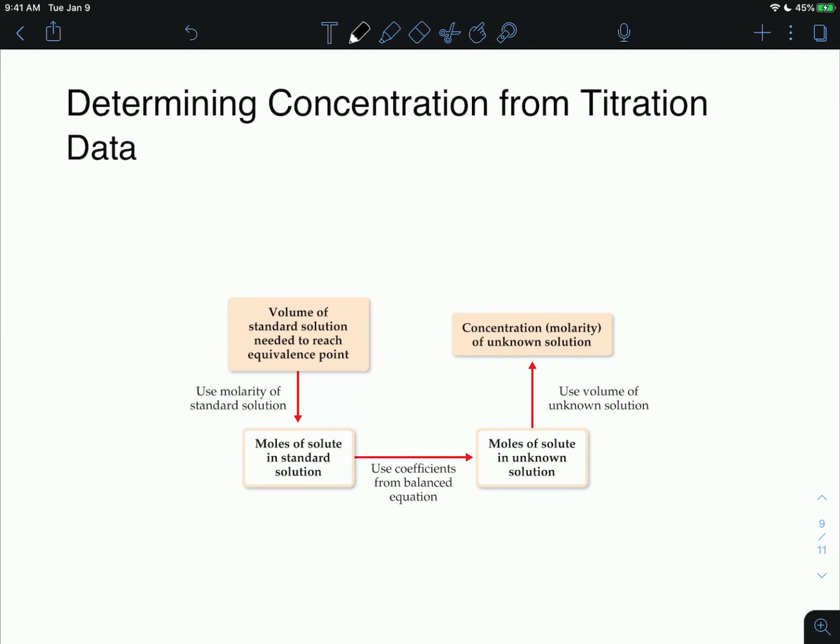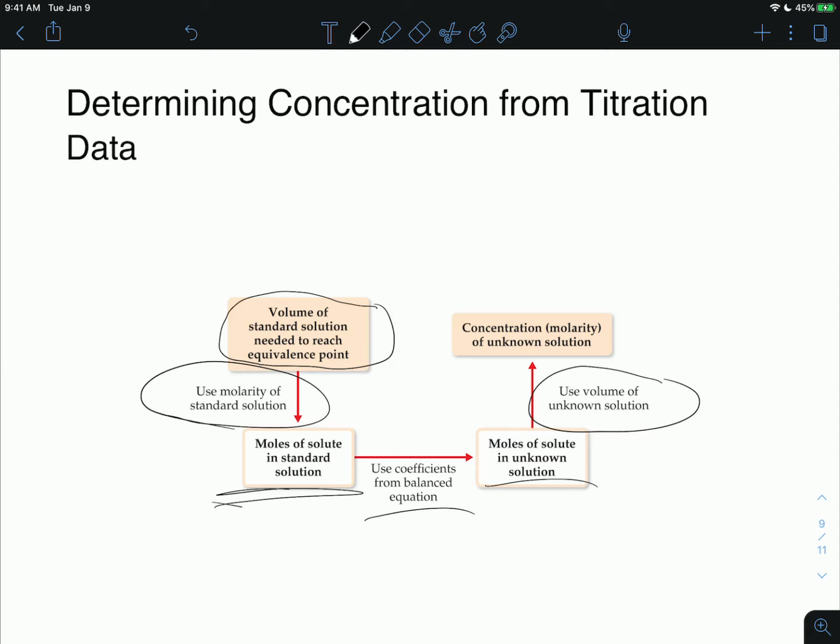Okay, so we can determine concentration data from our titration data. What we're going to do is find the volume of our standard solution needed to reach our equivalence point. That's why we look at volume of titrant versus the pH of our analyte. Once you get the volume of titrant at equivalence, you can use the molarity of your standard solution to get the moles of your titrant. Then using the stoichiometric coefficients from your balanced equation, you can get the moles of your analyte, and then using the volume of the analyte, you can find the molarity of your analyte.